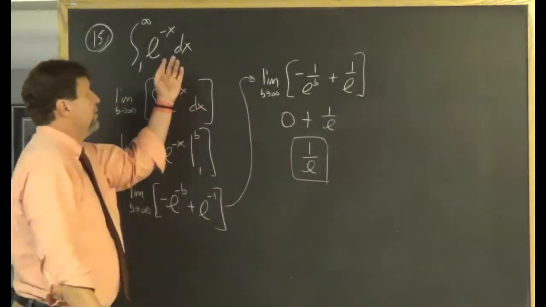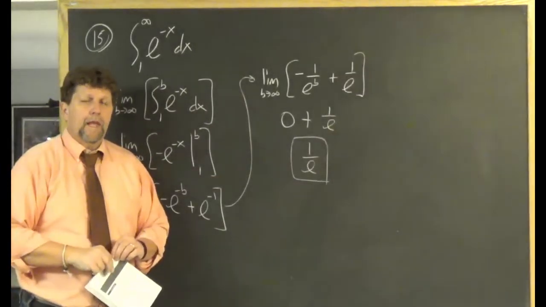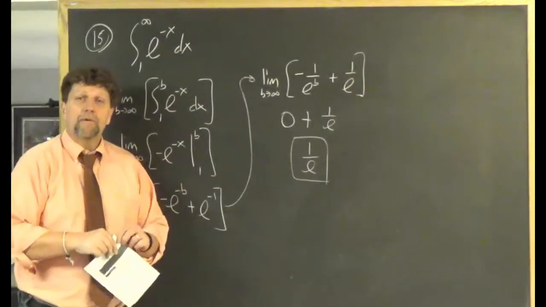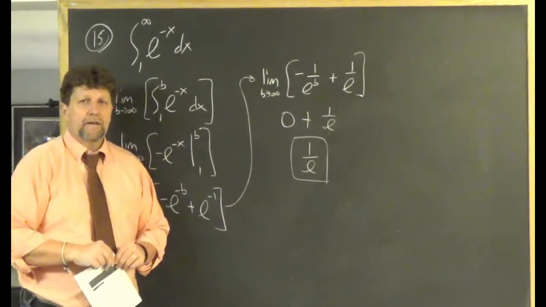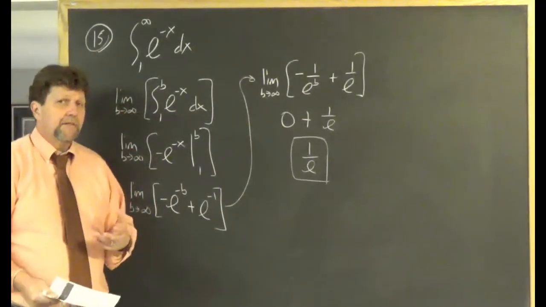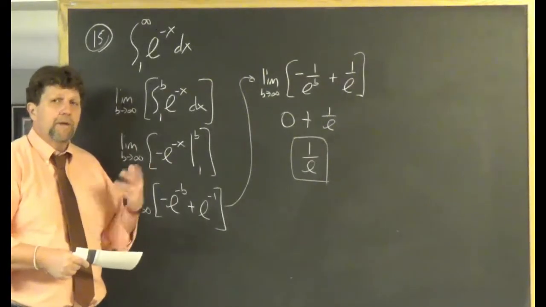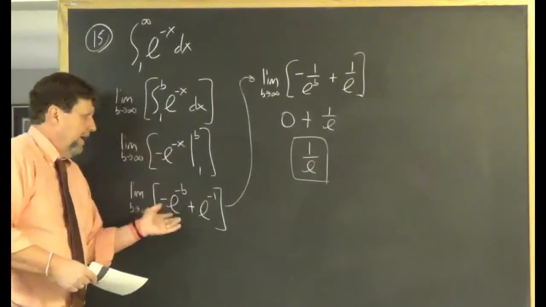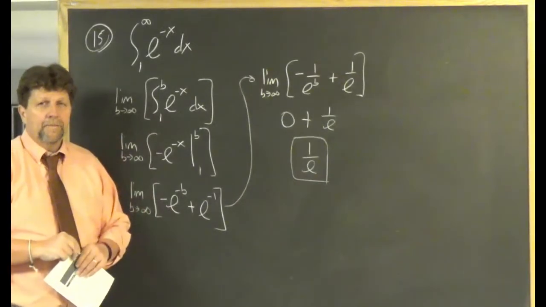So the value of this improper integral is 1 over e. And if we wanted to, we could say the improper integral converges, and it has a value of 1 over e. So hopefully you're able to get that. Hopefully you're following the process I'm setting up here. It's a pretty simple process to follow, but it makes more sense if you write it down in a very logical way.